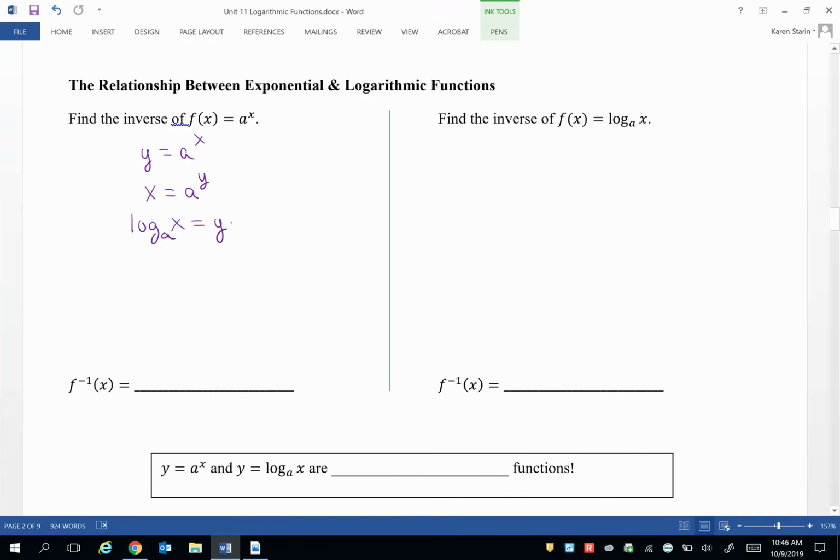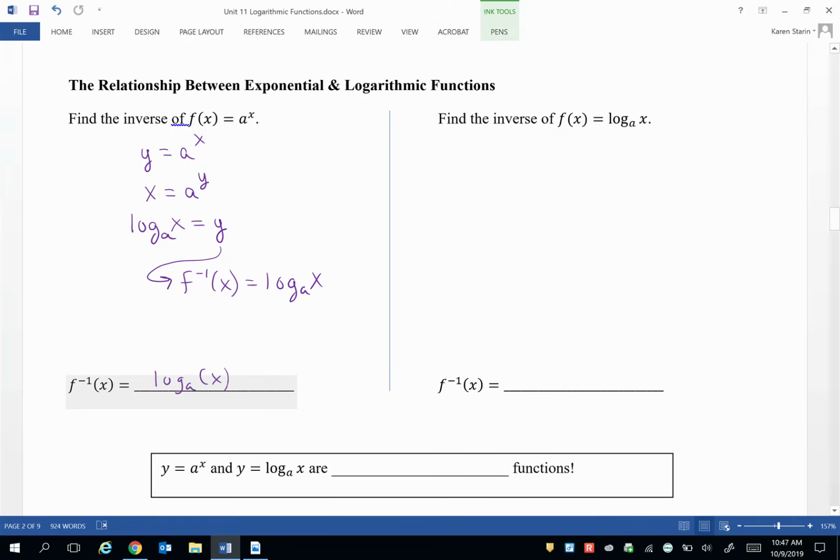And now we're already solved for y here, so we can take y and go back to function notation. This is the inverse function of x. So f inverse of x equals log to the base a of x. So the exponential form of the function a to the x, its inverse is a log. So f inverse of x is log base a of x.